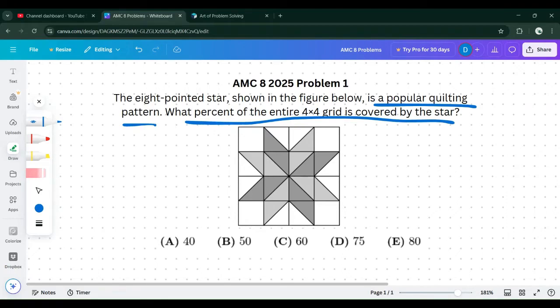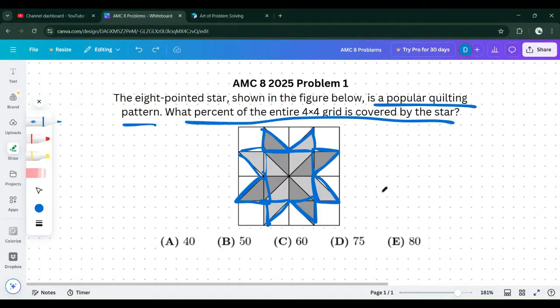And the simplest way during the test is just splitting the shaded regions up and finding the area of each region. So we're going to first split up the star into triangles. These triangles are one by one, and there are 8 of them, 2 of them on each side. And then we have this center region that's a square and it's 2 by 2.